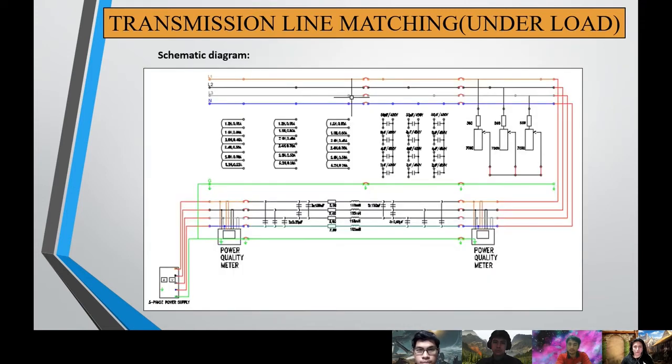Next. So this is the schematic diagram for the transmission line matching under load. The difference between the no load and under load is at the resistor. We can see the resistor is connected. That is the load for this transmission line. Next.